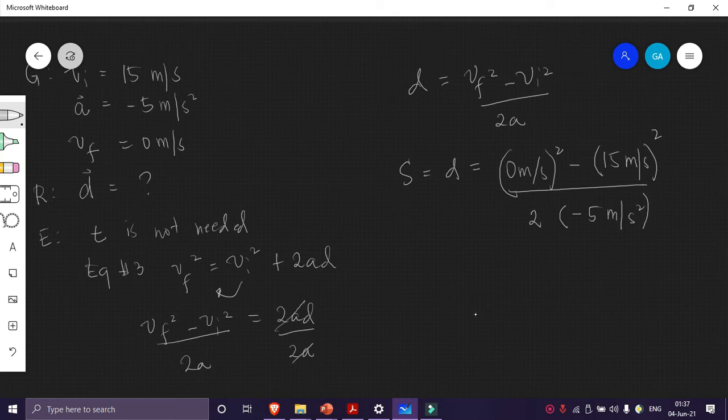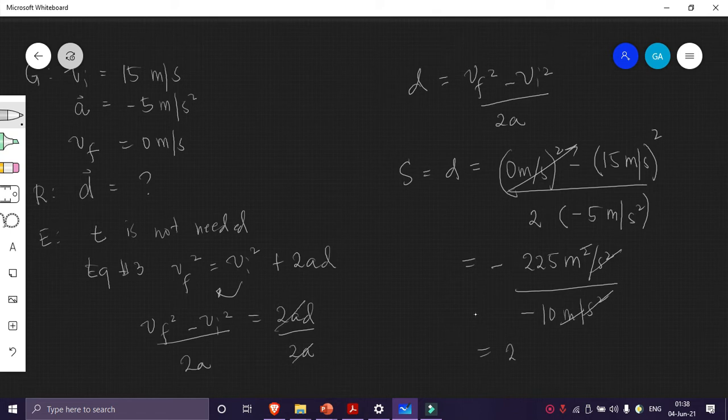Then, simplify na natin siya. So, this will be cancelled kasi 0 na yan. That will be negative 225 meters squared over second squared, kasi yung 15 natin dito ay in-square natin, over 2 times negative 5, which is negative 10 meters per square second. So, cancel out the square seconds. Yung meter na isa, cancel din ito. That will be negative 225 meters divided by negative 10.